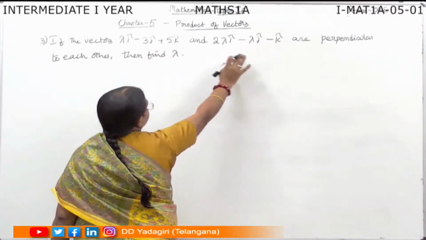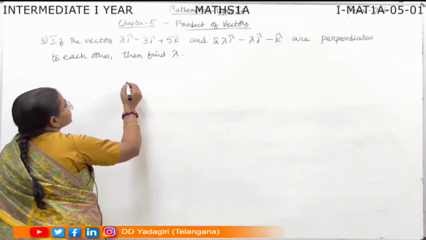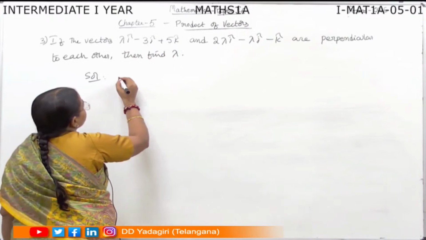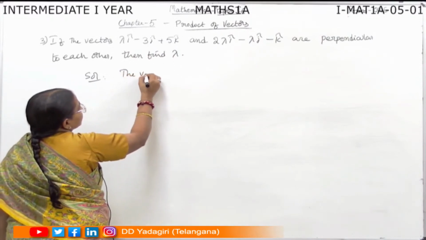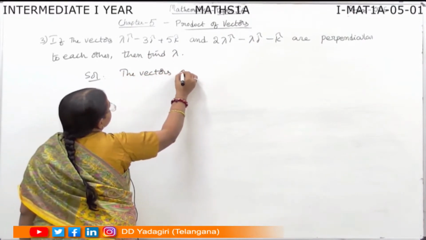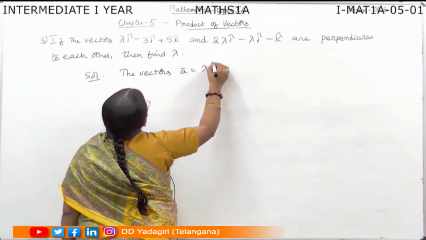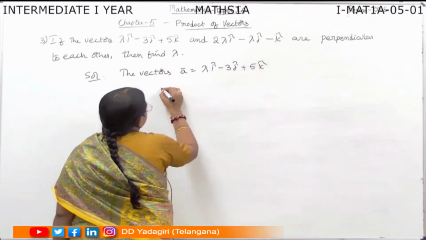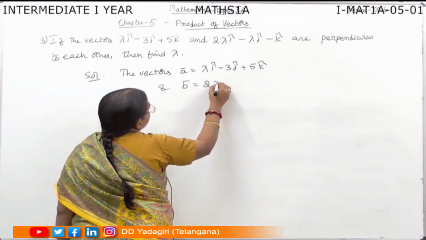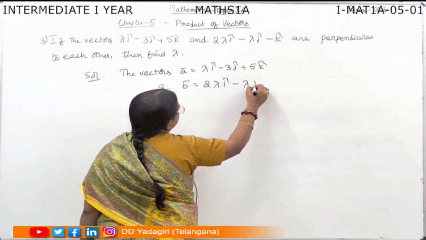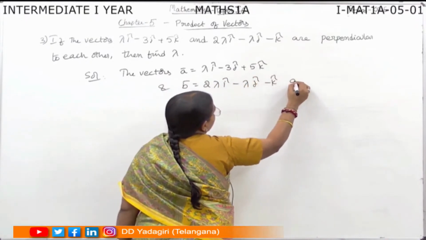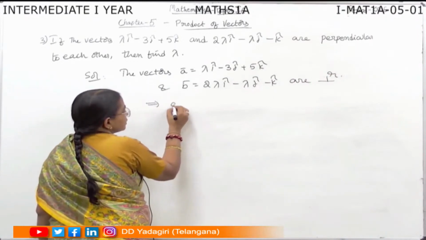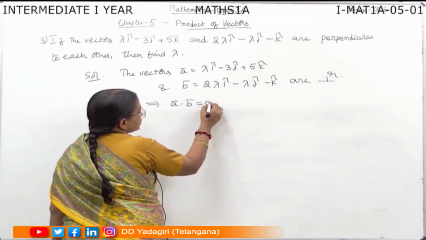Then these are two vectors which are perpendicular to each other. You must find lambda. So we know these are non-zero vectors. The vector A is equal to lambda i minus 3j plus 5k and B is equal to 2 lambda i minus lambda j minus k, and they are perpendicular to each other. So we have the property A dot B is equal to 0.